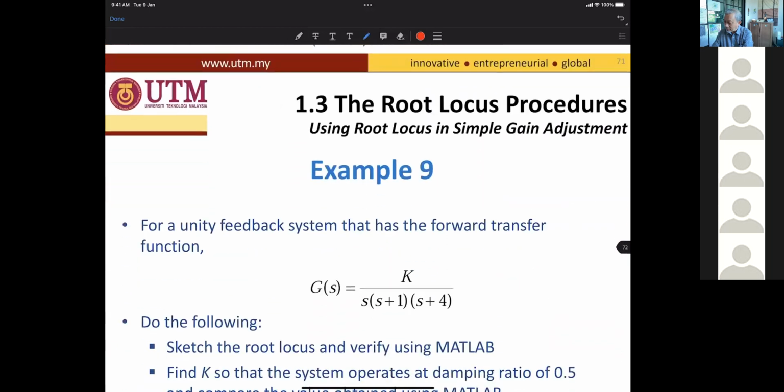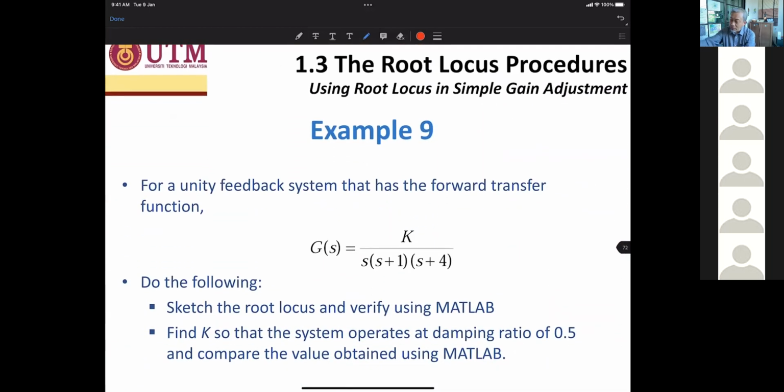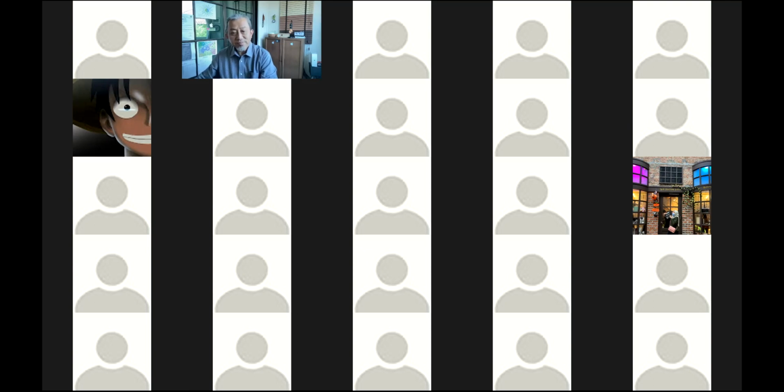All right, so we have a rest for 10 minutes. Can we have a rest for 10 minutes, guys? Boleh rehat sekejap? Boleh.